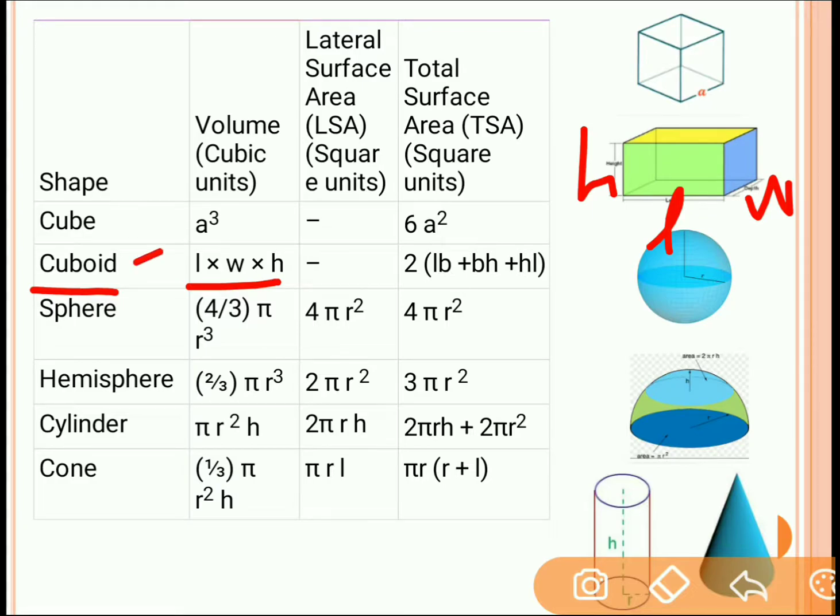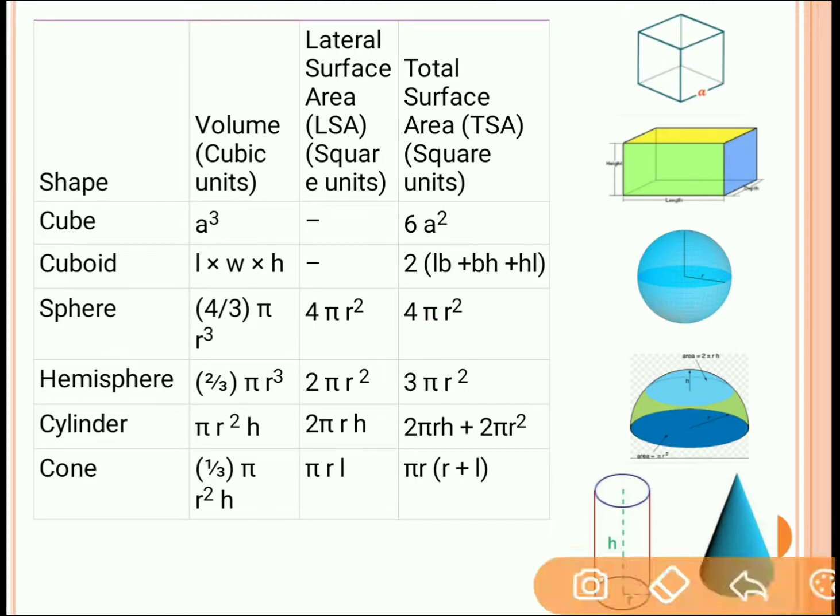Now also in the cuboid there are 6 faces, 1, 2, 3. These 3 faces are blue, red, yellow and green. Blue faces are 2 in number, yellow faces are also 2, top and bottom, and green faces are also 2, front and back. So in total there are 6 areas and 2 areas are of similar types. So there will be a total of 3 pairs. And the area of all 6 faces in the case of a cuboid is 2 times (LB plus BH plus HL).